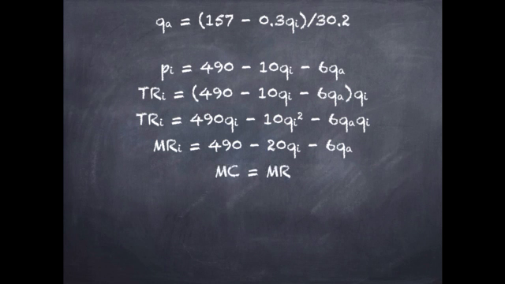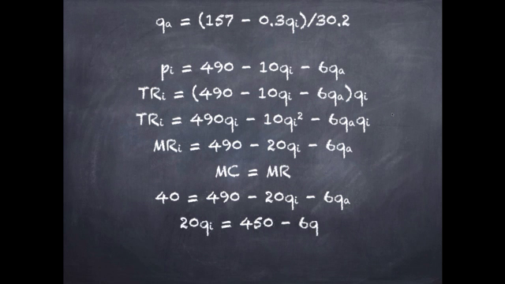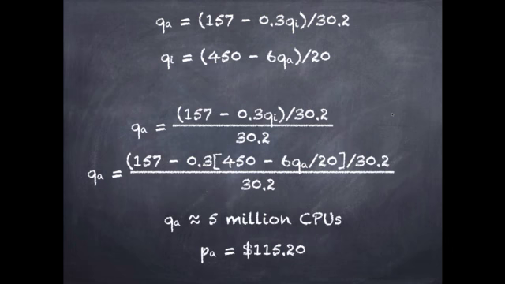Marginal cost equaling marginal revenue is the profit maximizing condition. So we will have 40 is equal to 490 minus 20 QI minus 6 QA. If I add 20 QI to both sides and subtract 40 from both sides, I end up with 20 QI equals 450 minus 6 QA. And if I divide through by 20, I get QI is equal to (450 minus 6 QA) divided by 20. So that gives me the best response function for Intel.